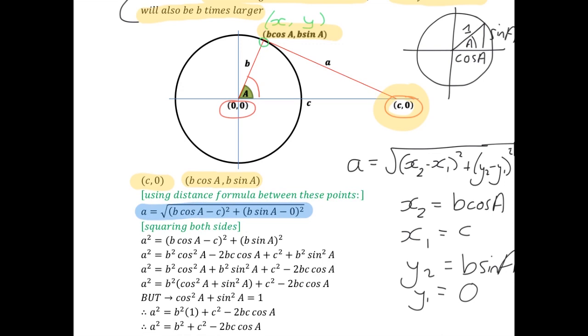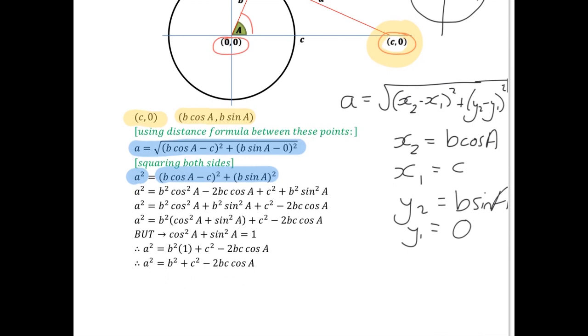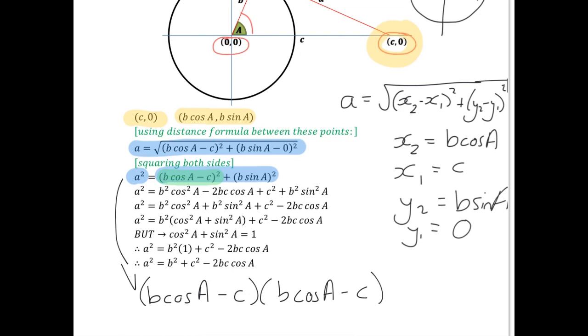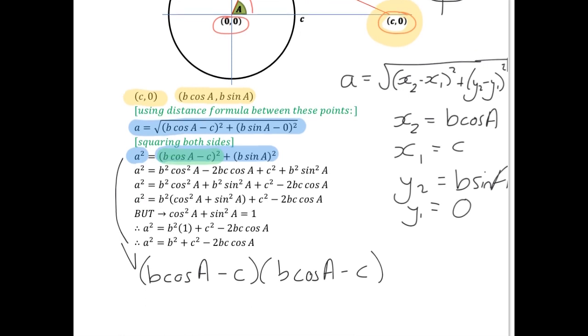And if we square both sides, we'll get an a squared on the left, and the square root will disappear on the right. And then we just have to follow through. We multiply out these brackets inside. So this bracket here, this squared here, must be multiplied out. So that would be (b cos A minus c) times (b cos A minus c). So when we multiply out that bracket, we'll end up with this line here.